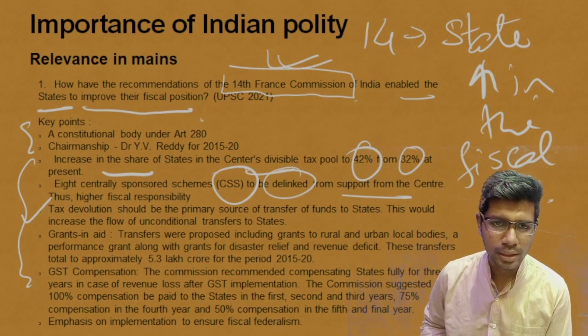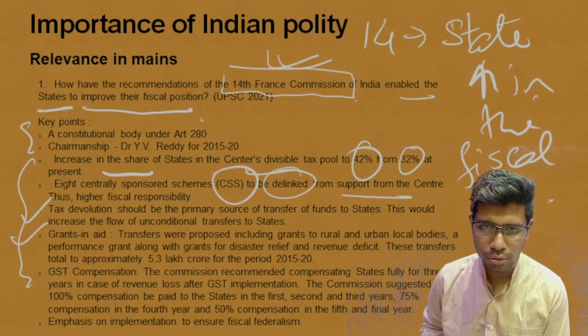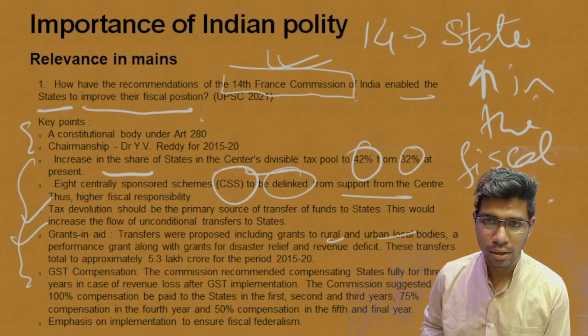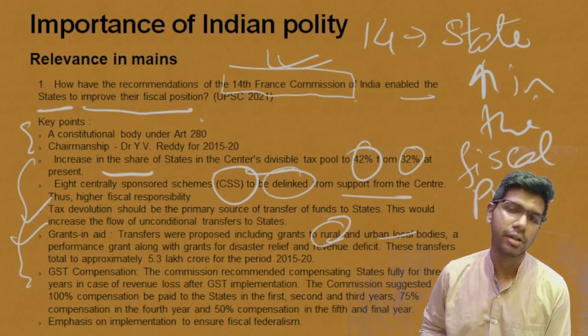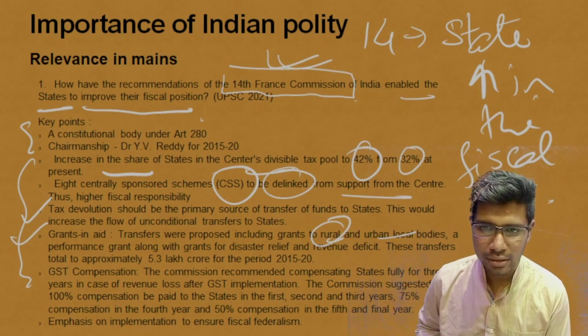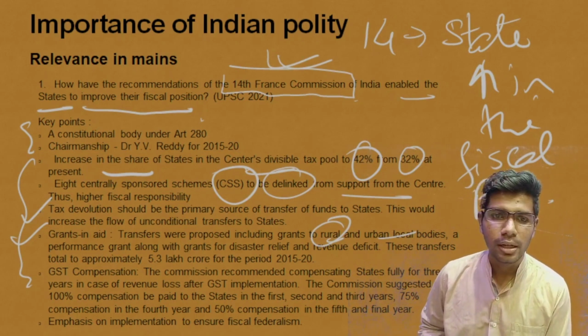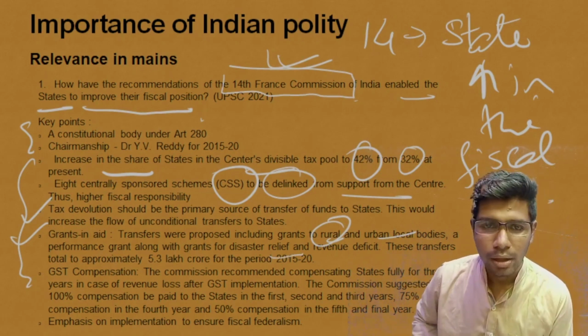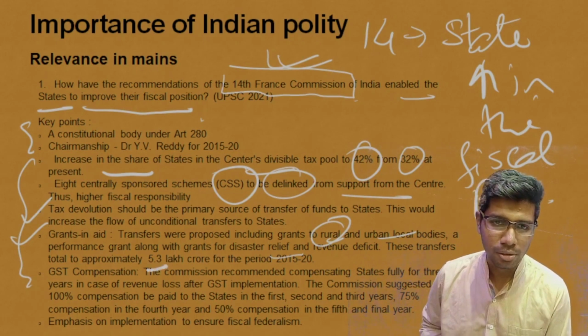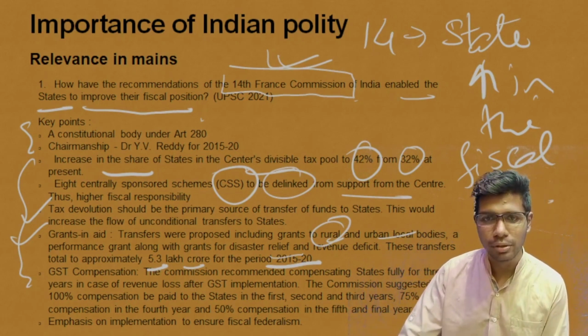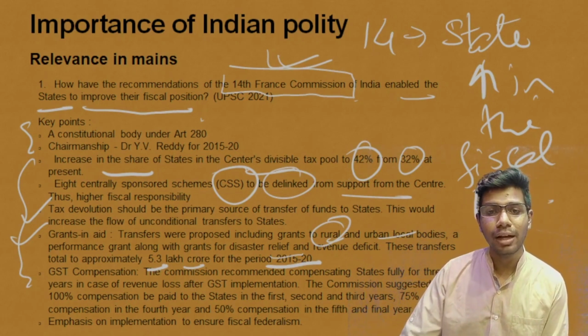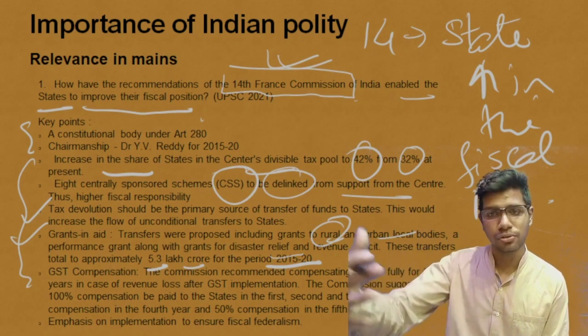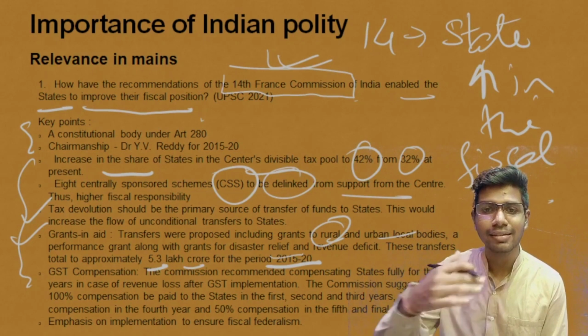Next important point here is that grants-in-aid transfers were proposed, including grants to rural and urban local bodies. Rural local bodies means the panchayats, the PRI institutions, and urban local bodies are your municipalities, nagar panchayats, and so on. A performance grant along with grants for disaster relief and revenue deficit has also been offered. Total transfers approximate around 5.3 lakh crores for the period of 2015 to 2020. So in these 5 years, more than 5 lakh crores has been transferred to the states only in respect of grants-in-aid.